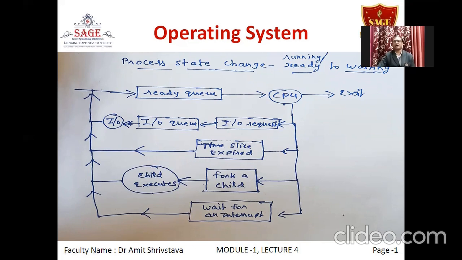The fourth is waiting for an interrupt. An interrupt is a high priority service, so it requires immediate attention from the CPU. Whatever process is being executed at that particular time, the CPU temporarily suspends that process, executes the interrupt, and after completion of that interrupt, the process which is waiting for that interrupt resumes its execution. So this is the fourth condition in which the CPU will be switching the process from running to the waiting state.